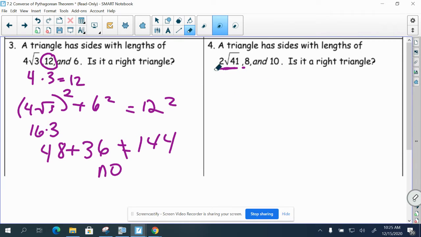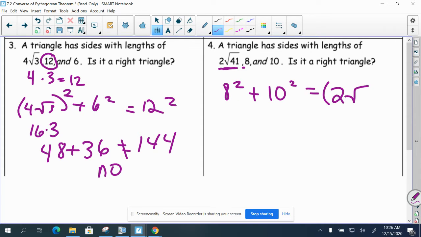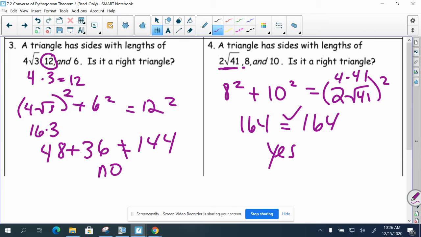All right, so let's do 8 squared plus 10 squared equals 2 square root 41 squared. So 64 plus 100 is 164. And this would be 2 squared is 4, times 41 gives us also 164. So yes, this makes a right triangle.